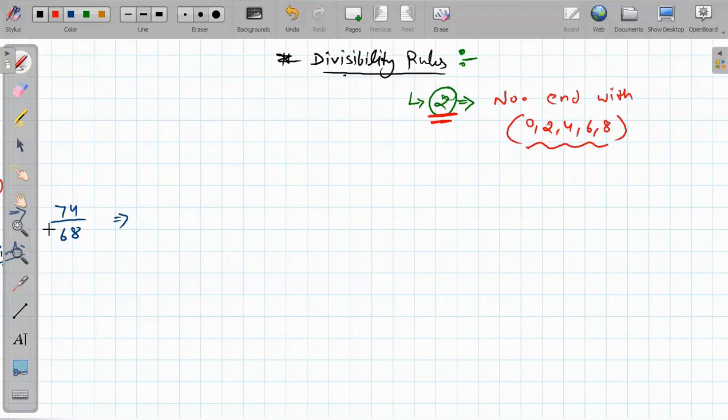As you can see, one is ending with a 4 and the other with an 8. So both are divisible by 2, and we can divide both of them by 2. If you divide 74 by 2, what do we get? 37. Perfect.